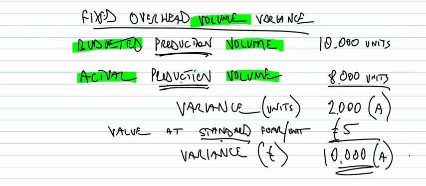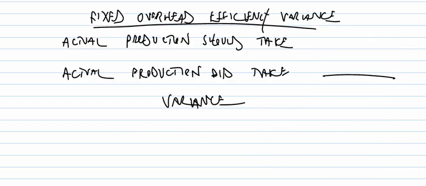Now that adverse variance on volume, remember that's because ultimately the actual volume produced was less than we expected. Now remember, we can then break this down into two further variances to explain why the volume was lower. So if we start by thinking about the efficiency variance, the fixed overhead efficiency variance, now this is looking at whether our staff worked more efficiently or less efficiently than we expected. Basically, did they work faster or slower than we anticipated?